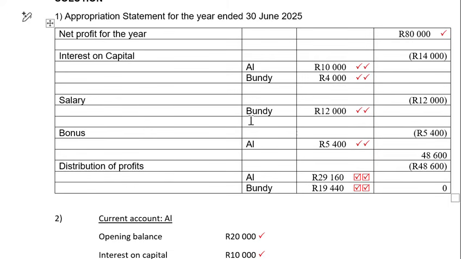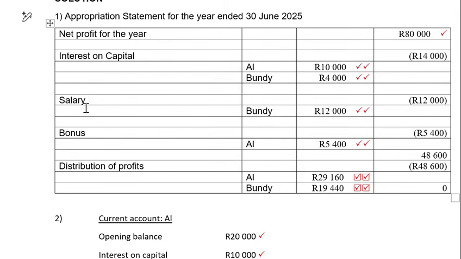Then Bundy was receiving a salary of 1,000 Rand per month. Now this is kind of a salary that goes to a partner, a special salary. They could have given it another name, but all the questions say salary. This salary is actually brought into account at the end of the financial year.